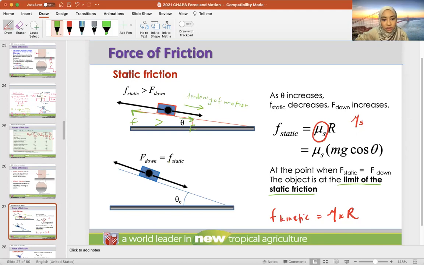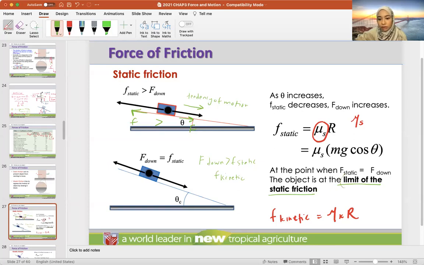But when F down is equal to F static, it is at the limit of static friction. And then when F down is greater than F static, maksudnya F ke bawah lagi besar daripada F static friction static tu, then dia akan menggelongsor. Bila dia start menggelongsor, then F friction becomes F kinetic. Bila dia start menggelongsor je, kita punya friction jadi friction kinetic.